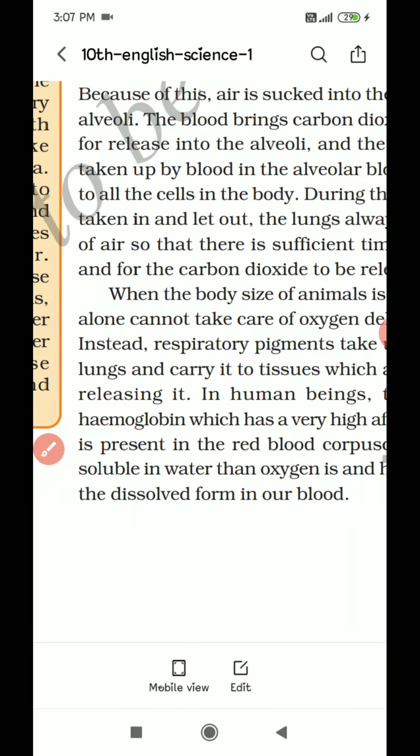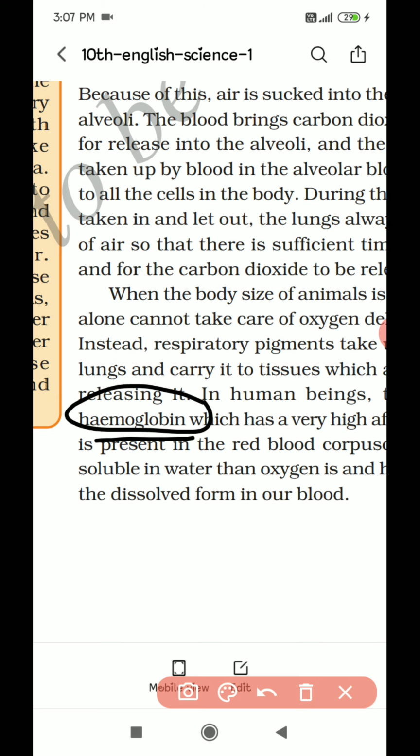So the respiratory pigment is called hemoglobin, and you know this term hemoglobin, isn't it? The blood is in which color? Human blood is in red color. Why is it red? Because of the pigment called hemoglobin. So the blood is red because of hemoglobin, and it also helps in the transport of oxygen from blood vessels to every cell of the body.